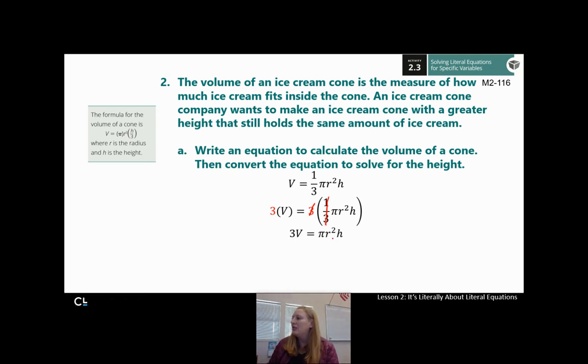I need to get the h all alone on his own, and he's getting multiplied by this pi r squared guy. So I'm going to go ahead and divide both sides by pi r squared. So the pi's over here will cancel out. The r squareds over here will cancel out. Oh, yay! So we have h equals 3 times the volume over pi times the radius squared.